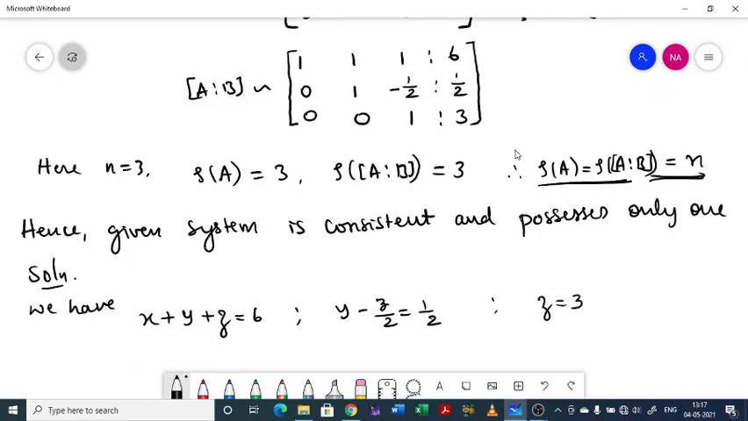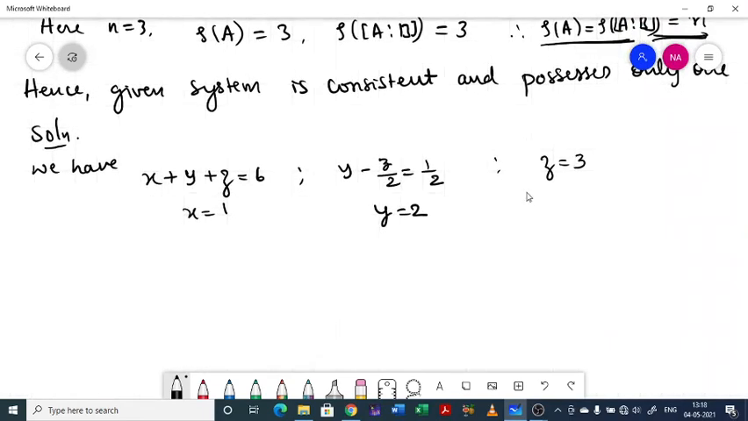So z equal to 3. Substituting in that, y minus 3 by 2 equal to 1 by 2. Minus 3 by 2 goes to the other side, so it becomes 1 by 2 plus 3 by 2. Half plus 1 and half, 2. So y will be equal to 2. So 2 plus 3 is 5, 6 minus 5, x equal to 1. So the required solution is 1 comma 2 comma 3.